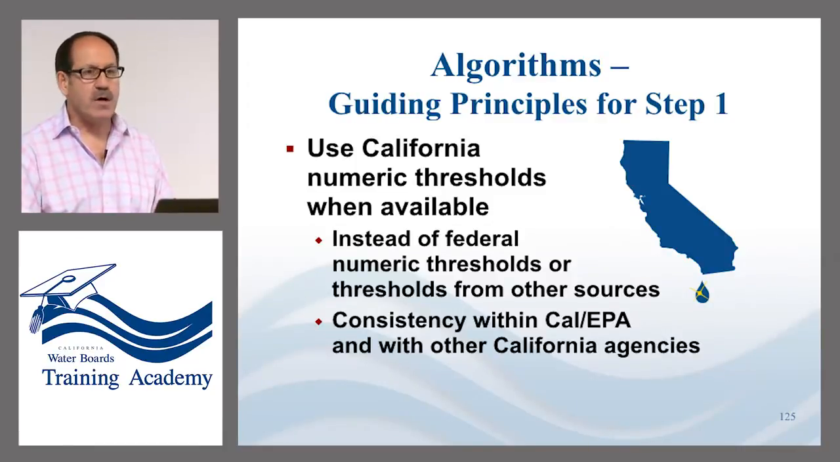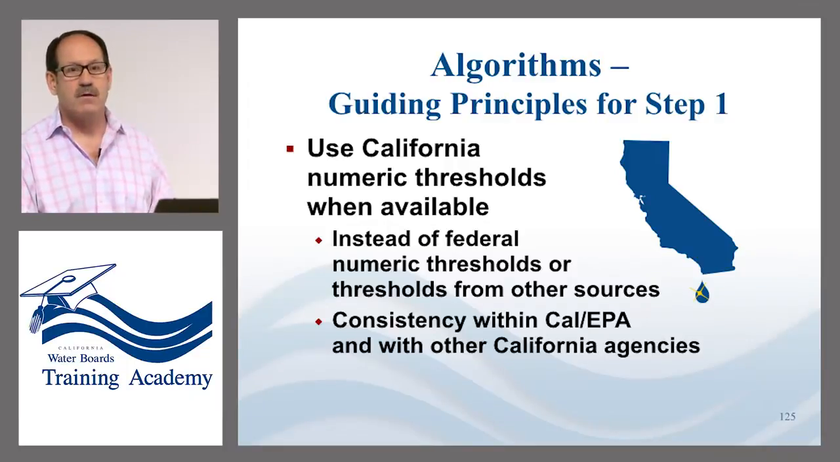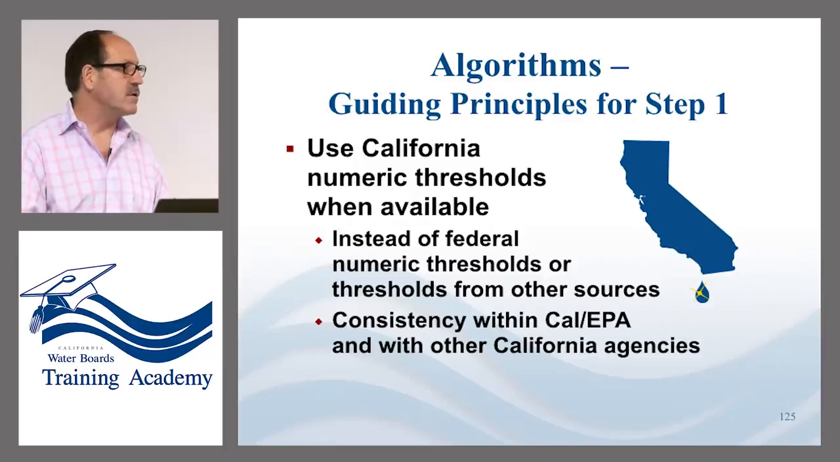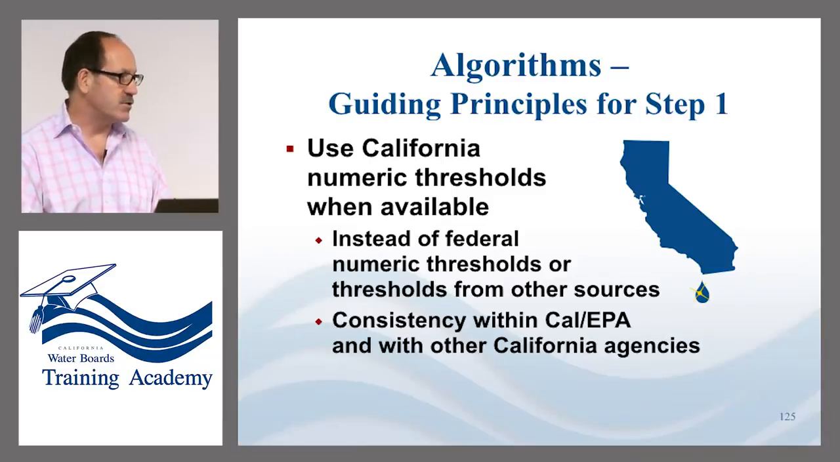There's also a preference for California numbers when they're available, to be consistent internally within California government. So if there's a disagreement in cancer risk thresholds between OEHHA and US EPA, and we're talking about two recommended numbers, there's a preference in the algorithm for those published by OEHHA, our sister Cal EPA agency.